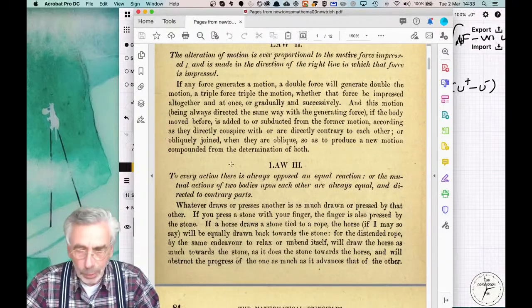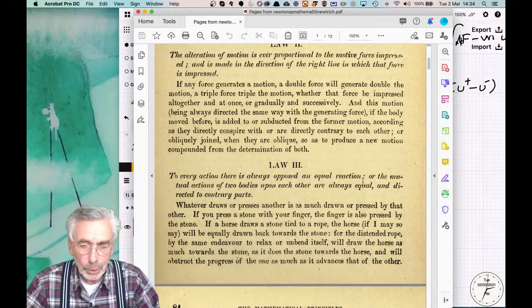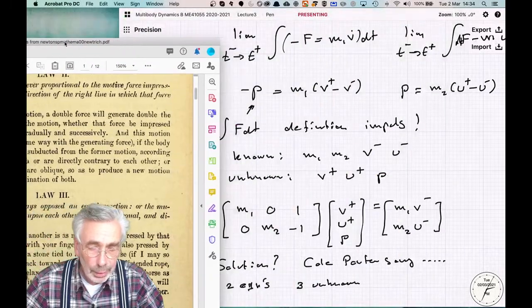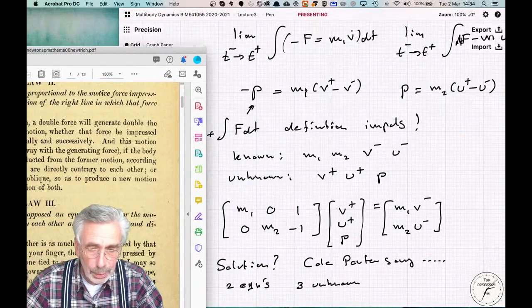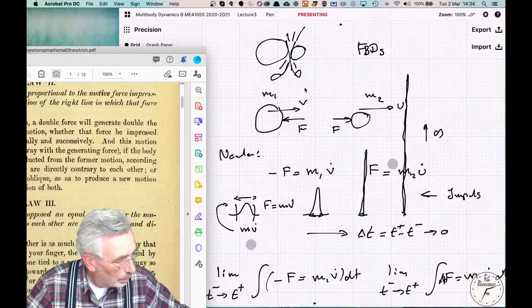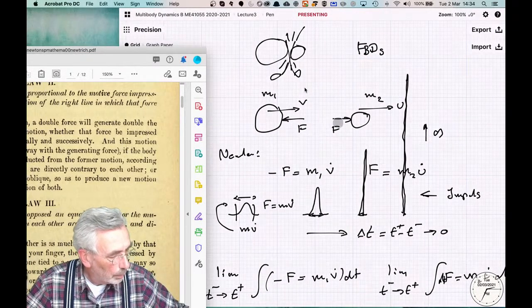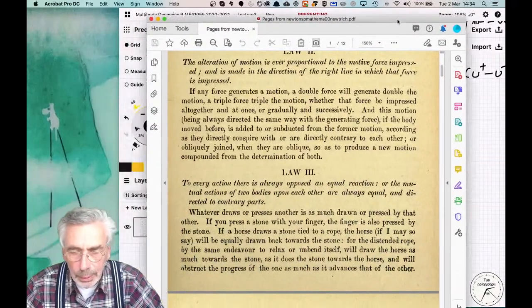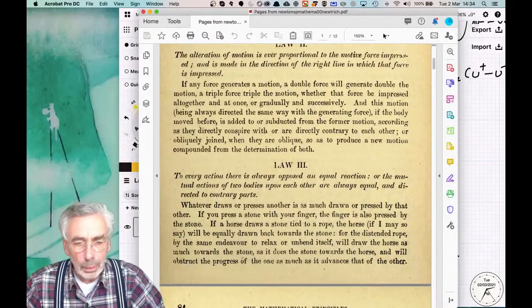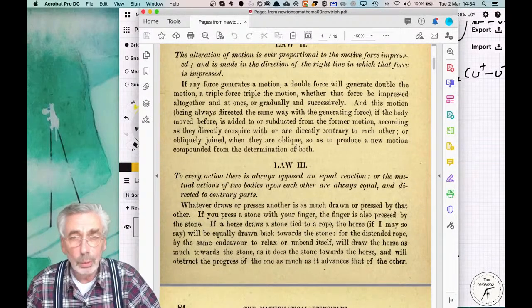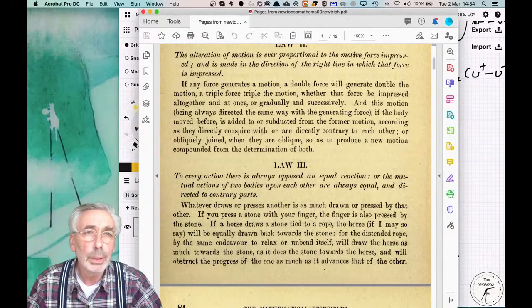And then the third one, that's a funny one. To every action there's always opposed an equal reaction. Well, that's actually what we applied, right? Remember? This is what we did. So if we then draw this thing, we have an action and a reaction, and they're equal and opposite. Okay, let's go back to our problem. So those are the three laws. We applied already law number three, and we applied already law number two.